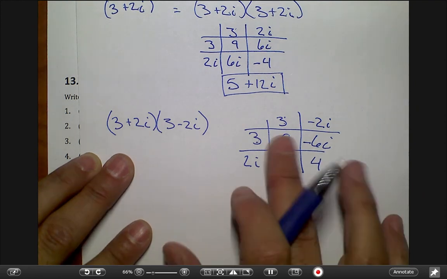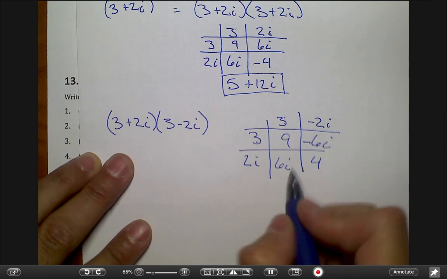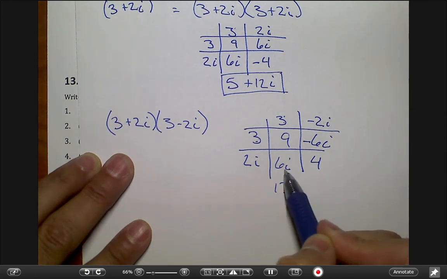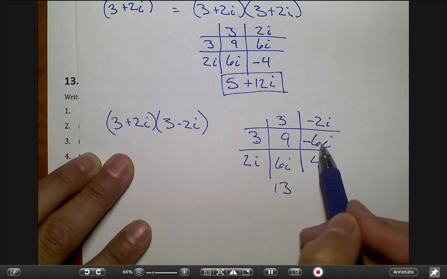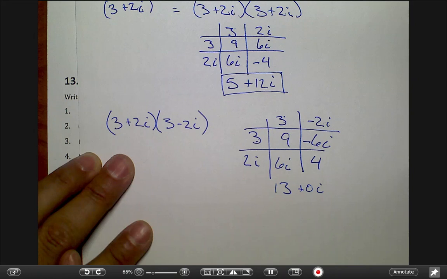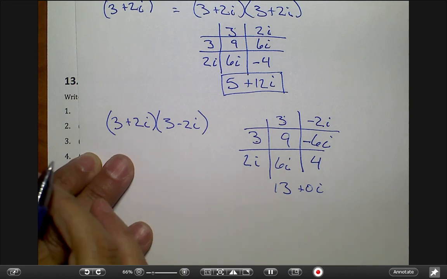And let's go ahead and combine. So these two combine, so it's going to give me 13. And I have positive 6i and negative 6i, which gives me 0i, right? No i. I cancel out all my i's, so it's plus 0i. So my answer could be just 13.